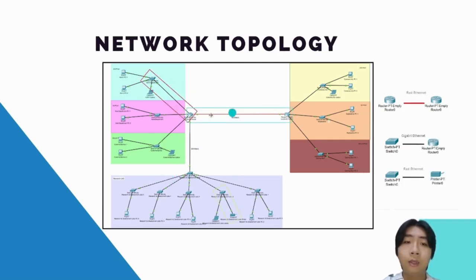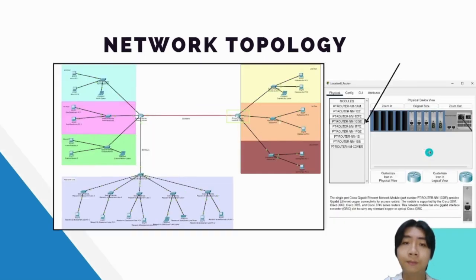As you can see, in this highlighted box, we use gigabit Ethernet to have a faster and secure network. And for router to router, we use fast Ethernet. Same goes for switches and routers. In the routers, we added the NM-1CGE module to have the port to connect to gigabit Ethernet.